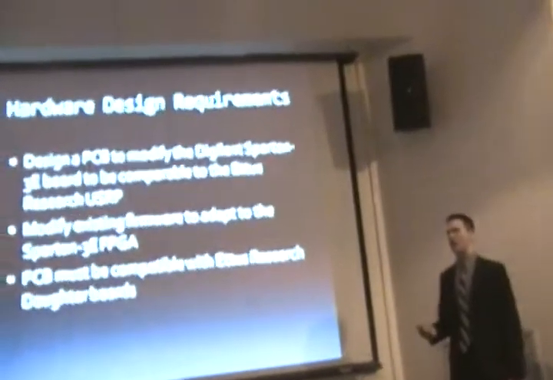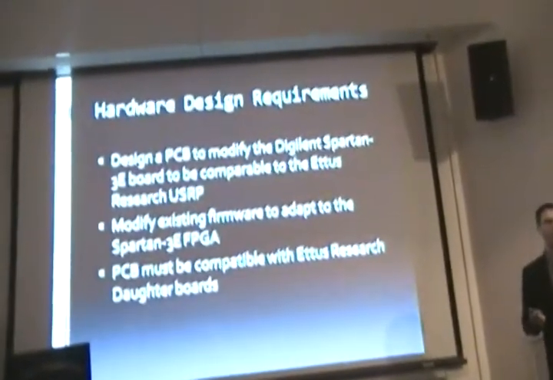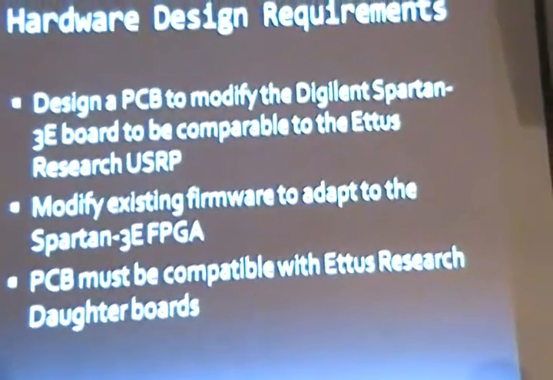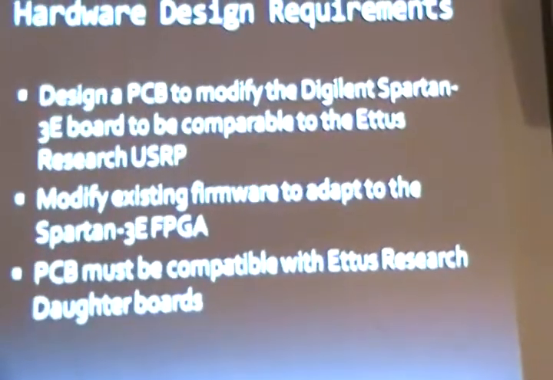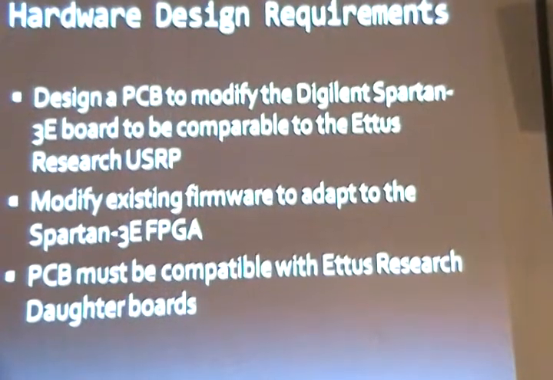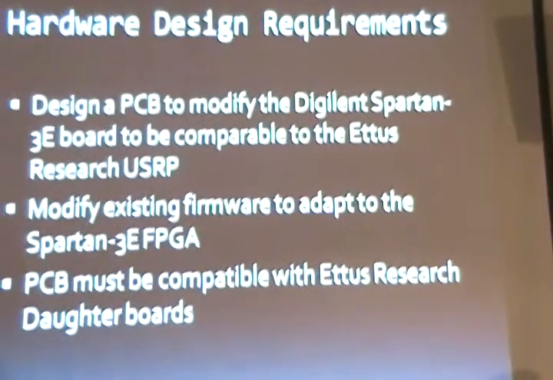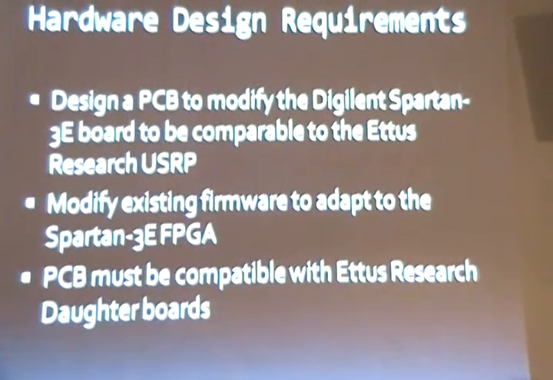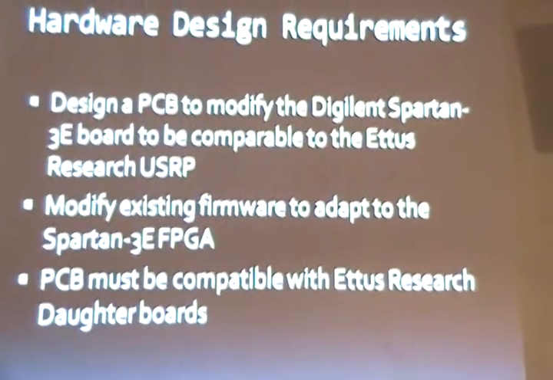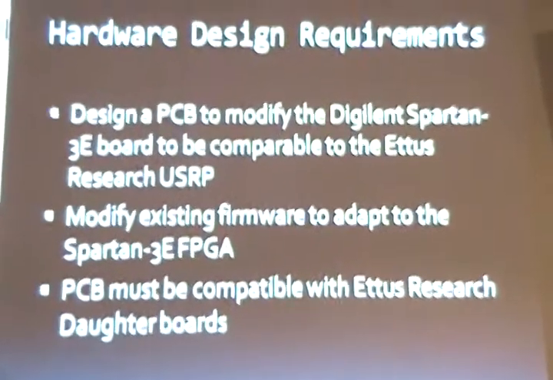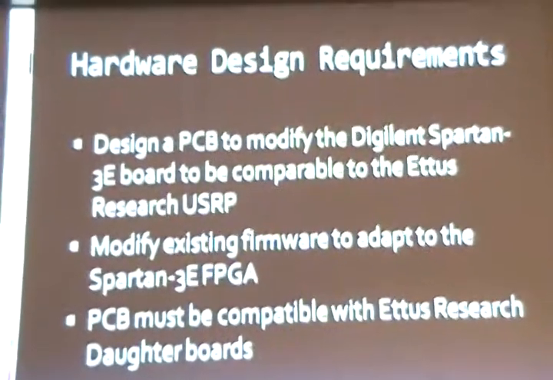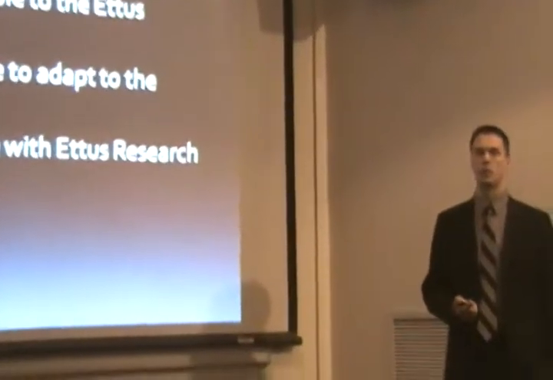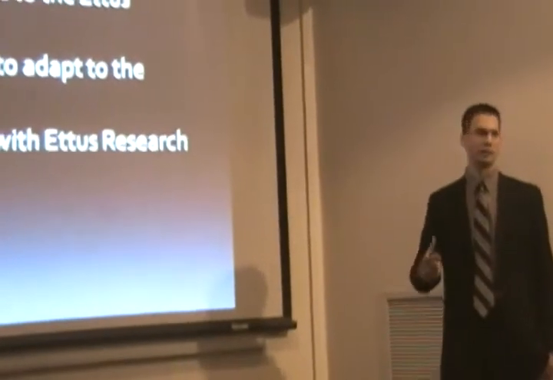Things that go into that, we must modify the existing firmware so that it will be implemented on a Xilinx Spartan 3 FPGA. It's currently tailored for an Altera Cyclone FPGA, so there are some modifications and code changes that would have to happen there. The last requirement for our project was that the PCB that we create would be compatible with the Ettus Research daughter boards so that, once again, instead of trying to recreate something that already exists, you can take these Ettus Research boards, add them onto our system, and once again, you're emulating the USRP without the extra cost of the main board itself.